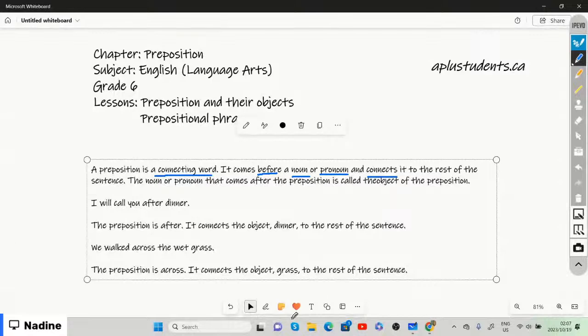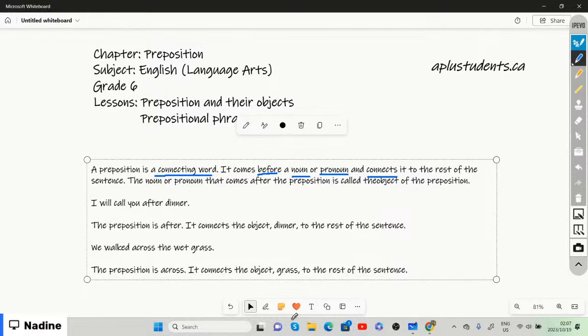So that noun or pronoun that comes after the preposition, we call the object of the preposition. Remember, our preposition comes before that noun or pronoun, but that specific noun or pronoun that comes after the preposition, we call the object of the preposition.